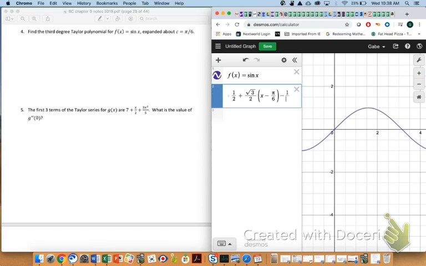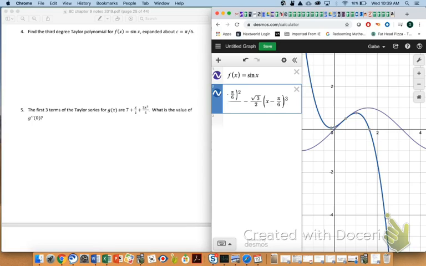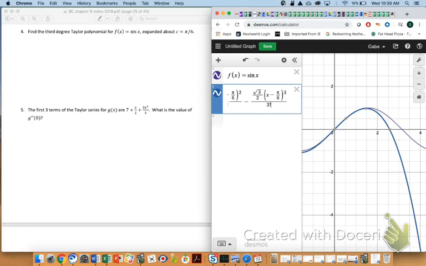Then it was minus 1/2 times x minus pi over 6 squared, over 2 factorial. And then you can see what that graph is doing off to the side. And finally it was minus again? Yep. Minus root 3 over 2 times x minus pi over 6 cubed over 3 factorial. So you can see it's getting better, isn't it?